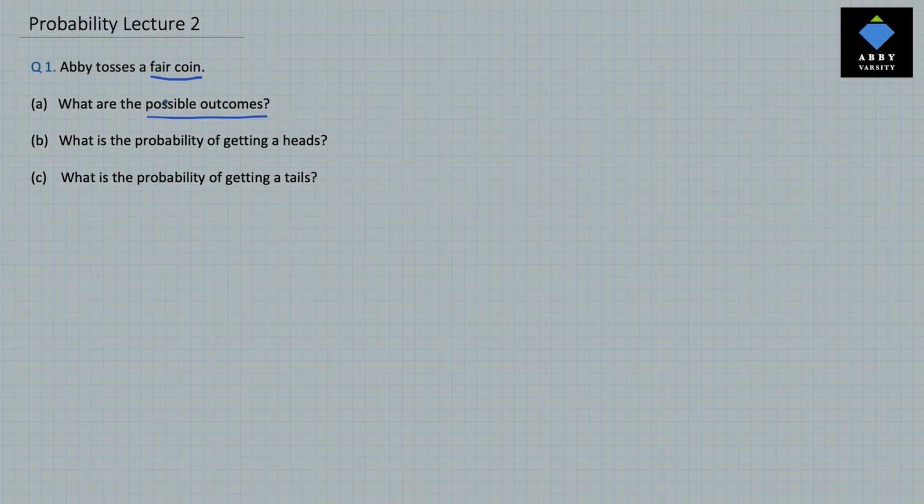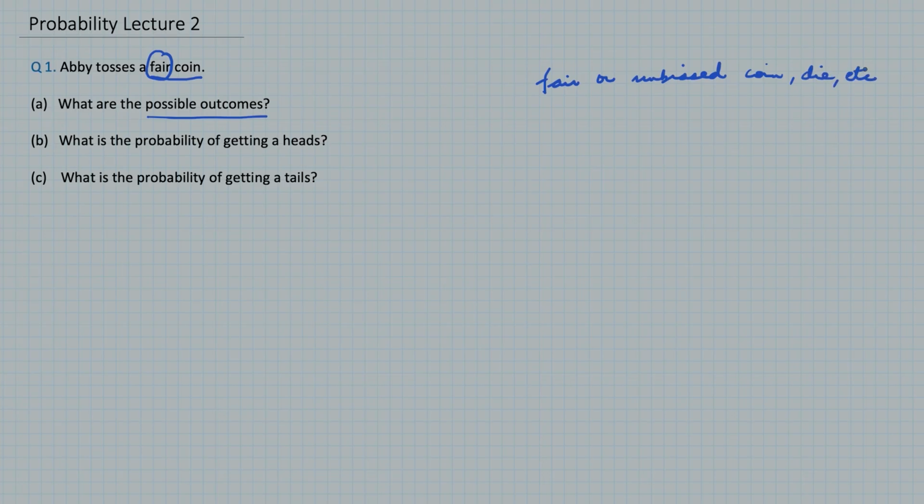Before we start solving, here's a quick note. Usually in exams, the questions will have a fair or unbiased coin, die, etc. even if it is not specifically mentioned. It just means that all possible outcomes are equally likely. Just for your knowledge, when the coin or the die is biased, we use experimental probability to calculate the probability. Let's park this for later.